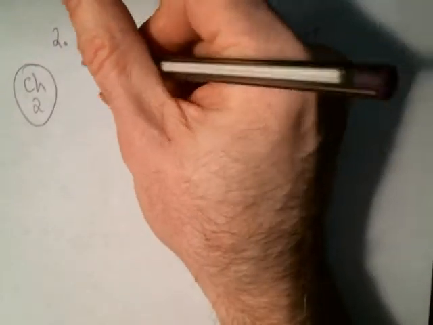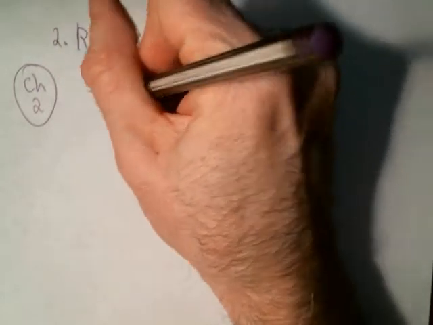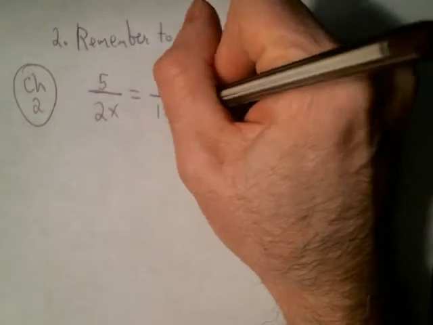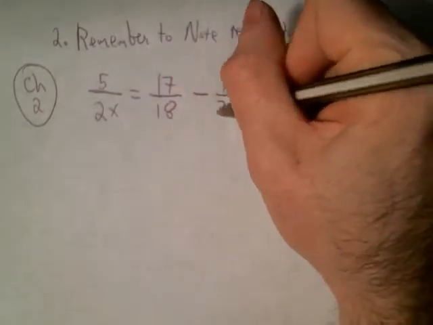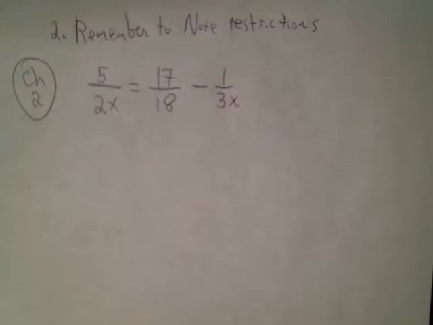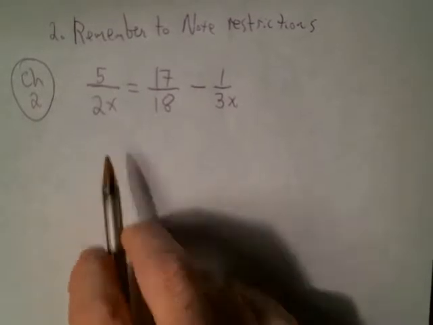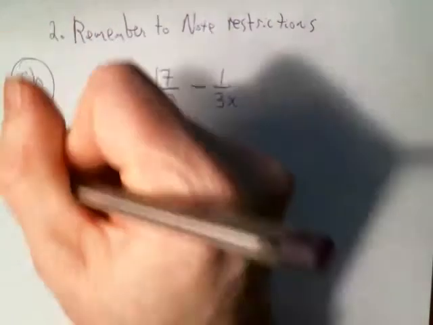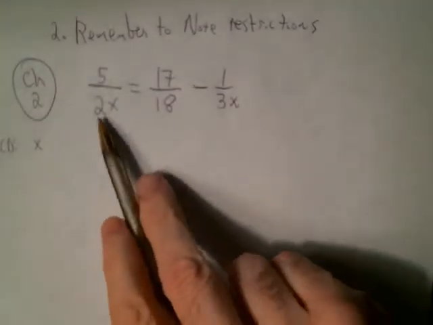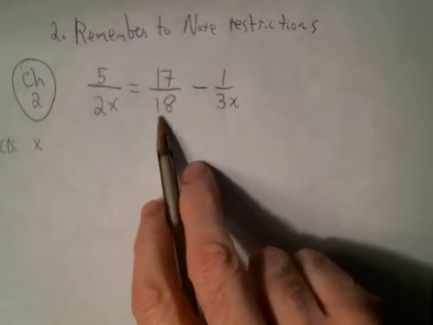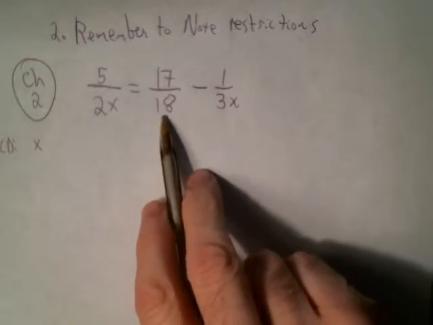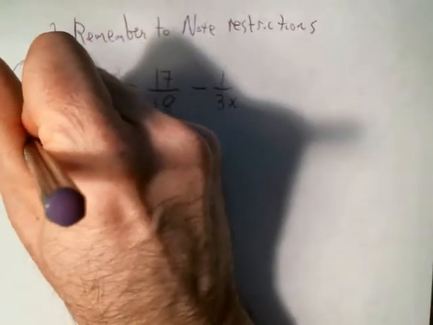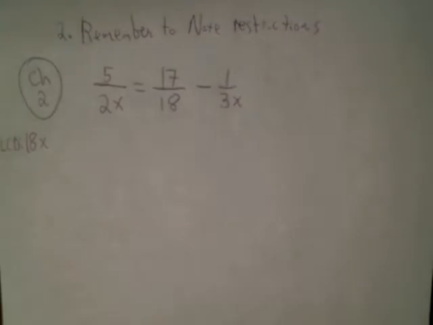And they give us a nice rational equation, 5 all over 2x equals 17 over 18 minus 1 over 3x. Okay. So I need something that's divisible by x. So I'll need an x for my LCD. I need something that's divisible by 18. Is 18 divisible? Yeah. So if you use 18, I think that'll work, right? 2 goes in the 18, 3 goes in the 18, 18 goes in the 18. So I believe our LCD is 18x.